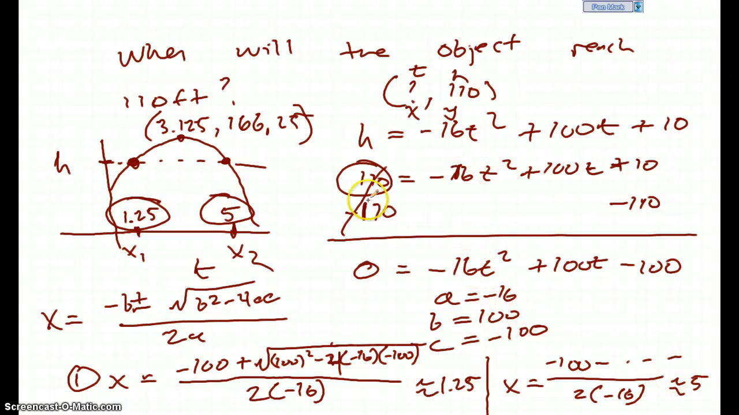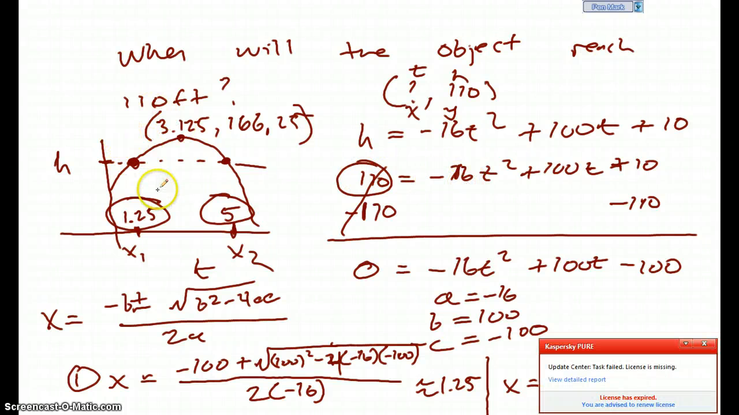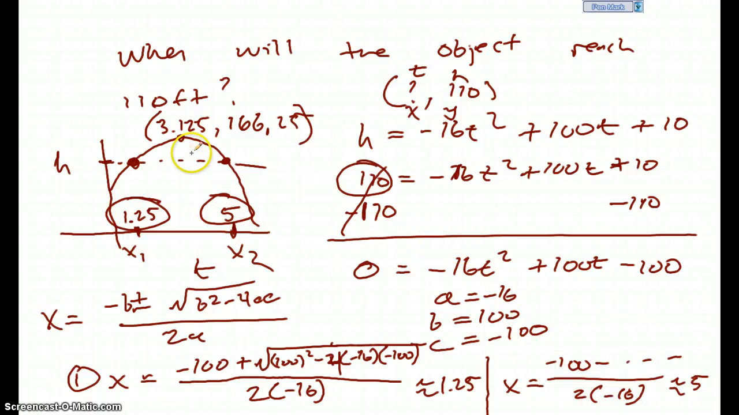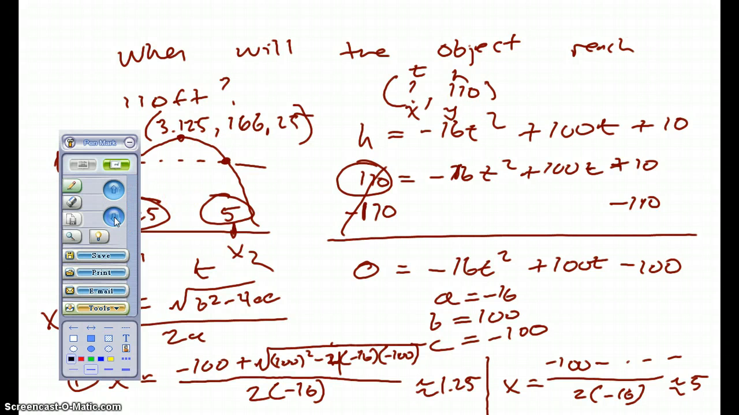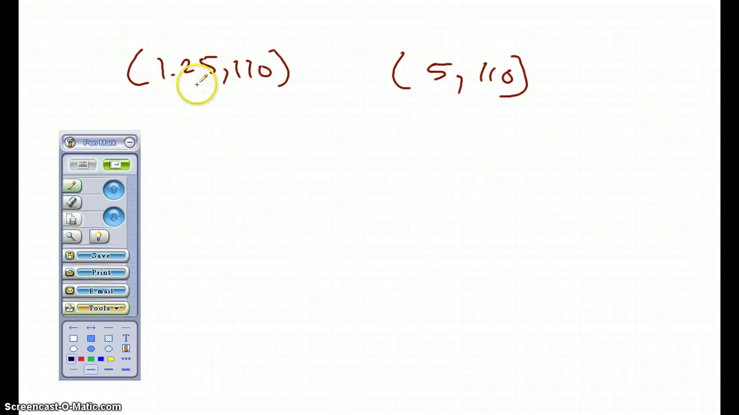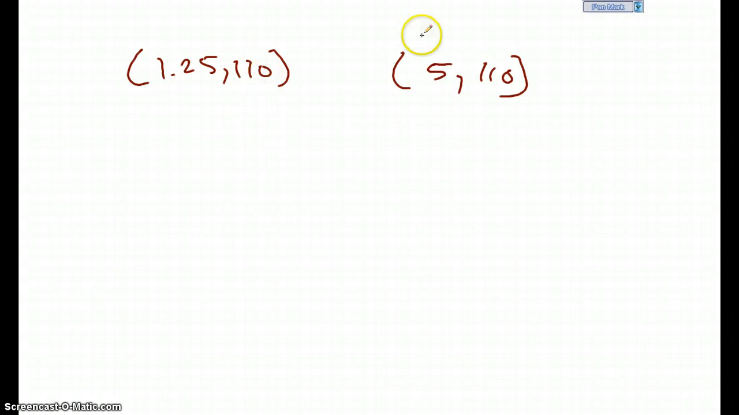Going back to my graph, what did I figure out? Well, that started off with the equation 110 equals, and I figured out that at time 1.25 and time 5, both of those times will result in a height of 110 feet. So I can write these as ordered pairs: 1.25 seconds, 110 feet; 5 seconds, 110 feet. Both of these situations result in the same solution.